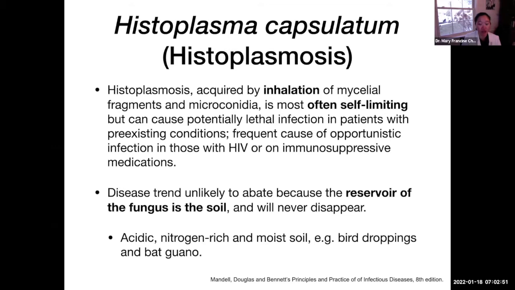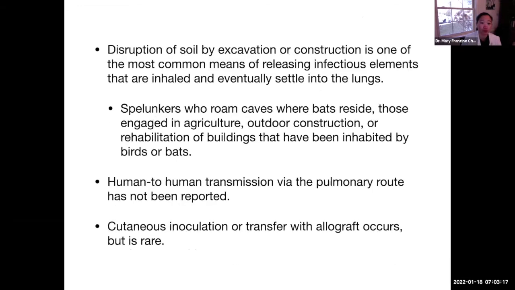Disease trend, unfortunately, for histoplasmosis is unlikely to abate, mostly because the reservoir of the fungus is the soil, and we can never get rid of that. And histoplasma, as a fungus, really thrives on acidic, nitrogen-rich, and moist soil, which is why you see it in bird droppings and in bat guano.